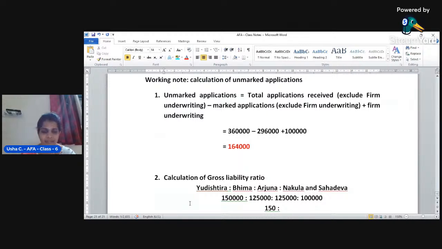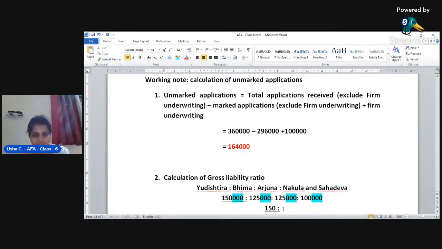Now just simplify. So for calculation of gross liability ratio, I have taken all the 4 underwriters here. First underwriter has subscribed 1,50,000 shares. Second underwriter gross liability is 1,25,000. Third underwriter gross liability is 1,25,000. Again the fourth underwriter gross liability is 1 lakh. Now what I am doing is I am removing all the 3 zeros in order to simplify it.